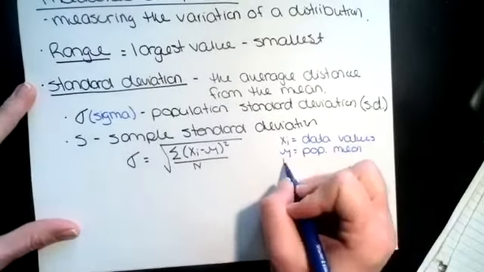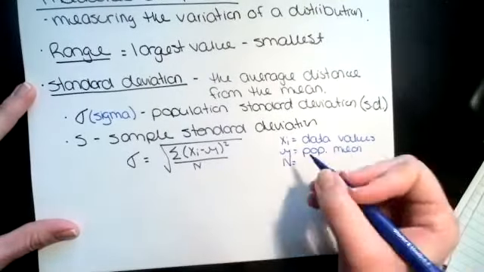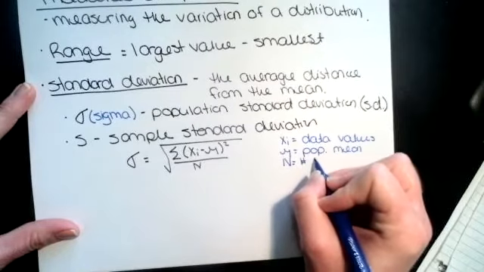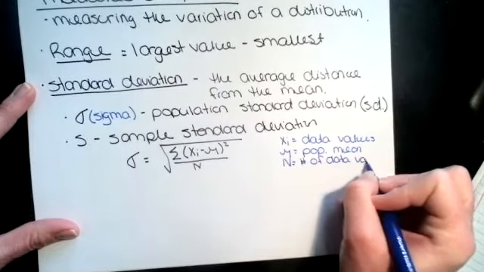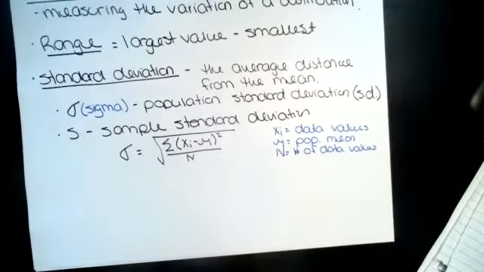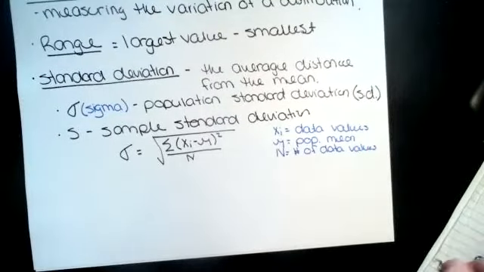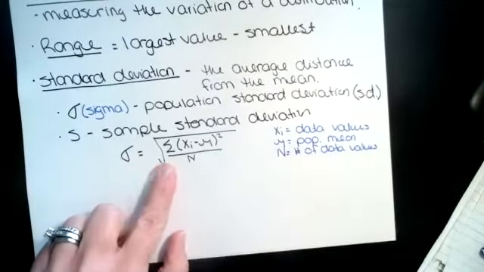And so mu is the population mean. And then of course, capital N represents the number of data values I have. Okay. And that is for my population standard deviation.